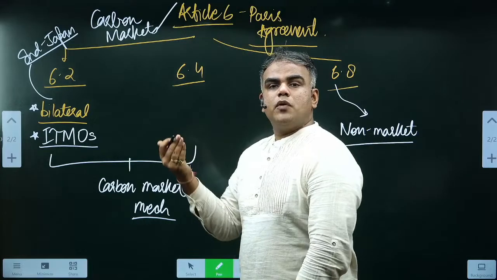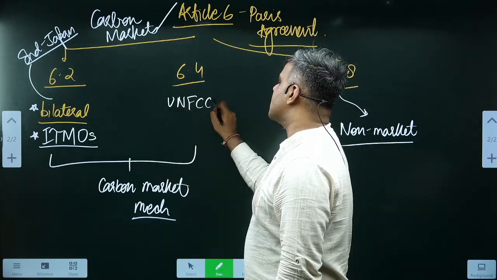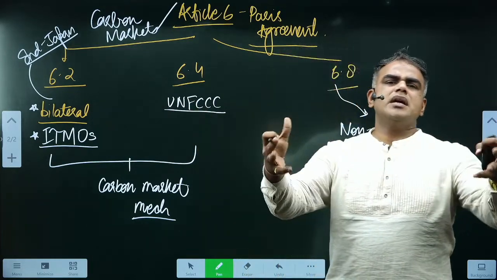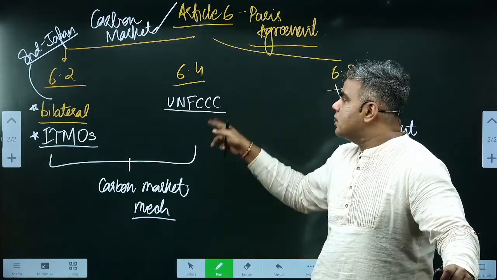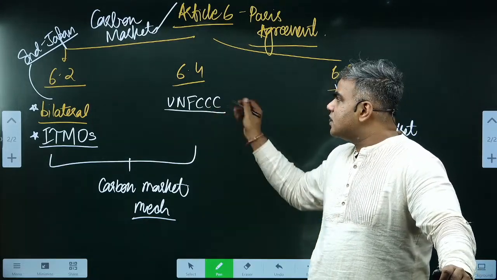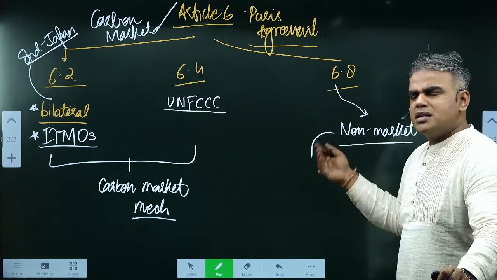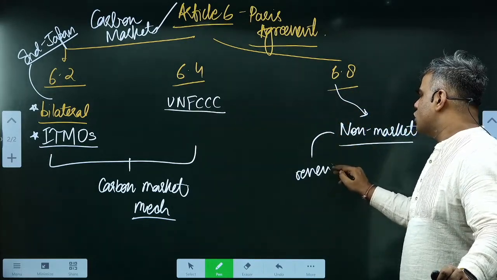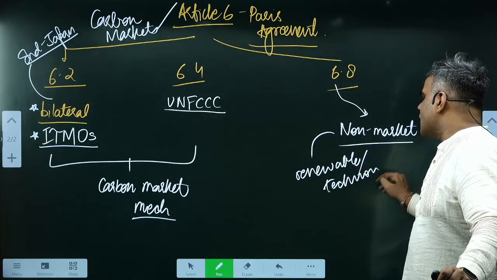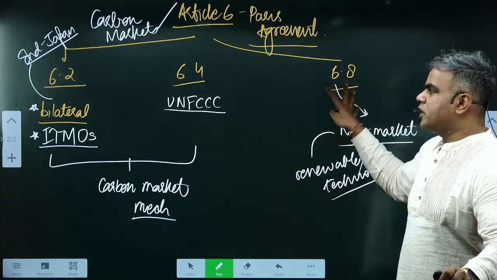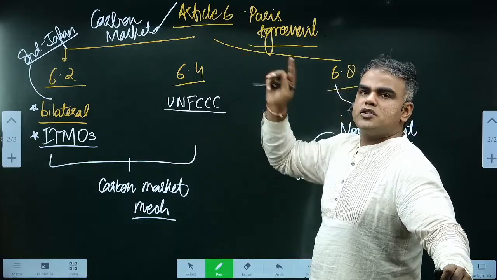Then what is 6.4? This is collective. If I'm talking about the UNFCCC combined, many countries are a part of the UNFCCC which are adhering to this. So whatever transfer is going to happen, this is a part of the UNFCCC, which is under 6.4. 6.8 is non-market. Let's say we want to invest in renewables, there is a talk on technology, anything which is outside the market is your 6.8. 6.2 and 6.4 are market mechanisms. Overall, this is Article 6 of the Paris Agreement.